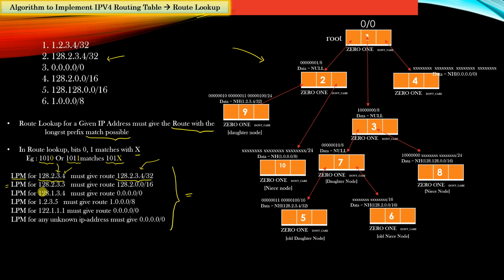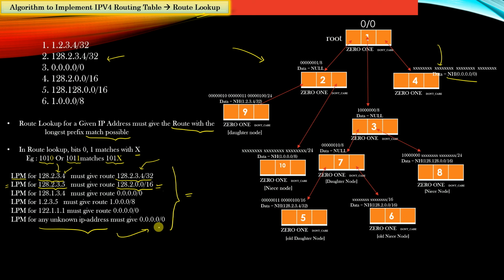Similarly, second example is that for a given IP address 122.2.3.5, the best route or the longest prefix match route is 128.2.0.0/16. Note that in your mTrie data structure, if you have a default route installed, then any unknown IP address would always match with this default route as per the longest prefix match principle.